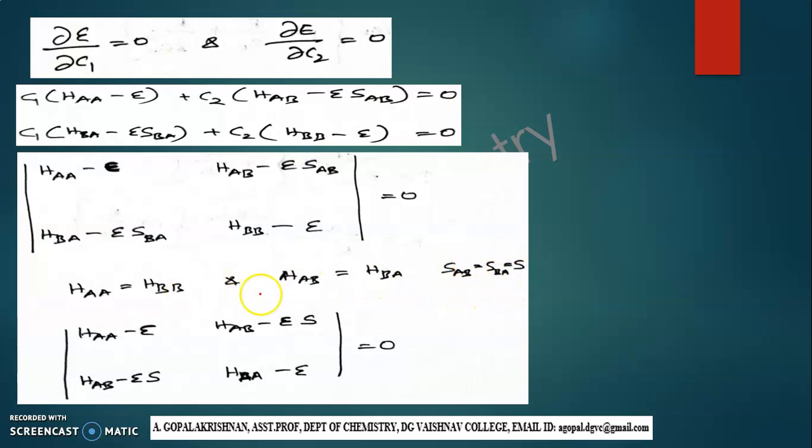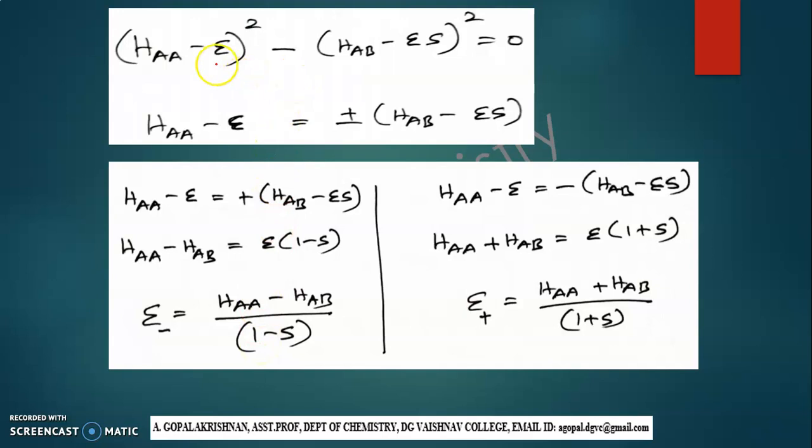By substituting these values here, we get HAA minus E. Here I will put HAB minus ES. In the place of HBA, I will put HAB itself, because these two are the same, minus ES, then HAA minus E. In the place of HBB, I will put HAA itself. Now simplify this determinant, and you will get this equation. Then bring this term to the right hand side, and if you take the square root, we'll get HAA minus E equal to plus or minus HAB minus ES.